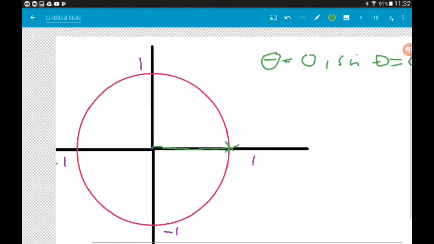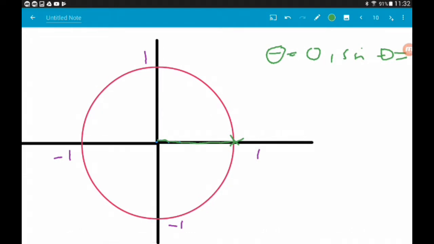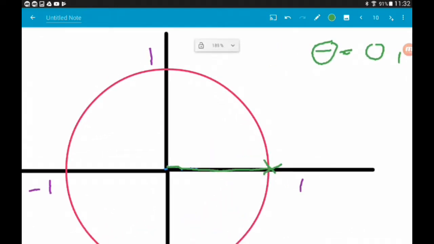What about when theta is 90 degrees? So when theta is 90 degrees, we are up here on the y-axis.